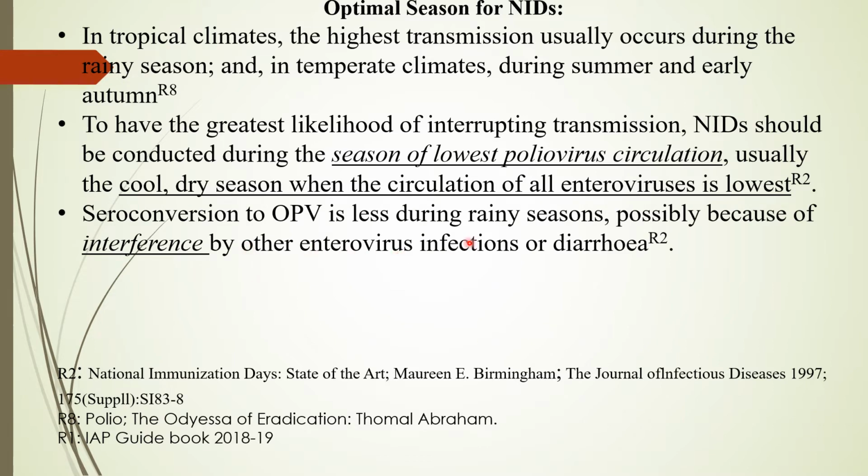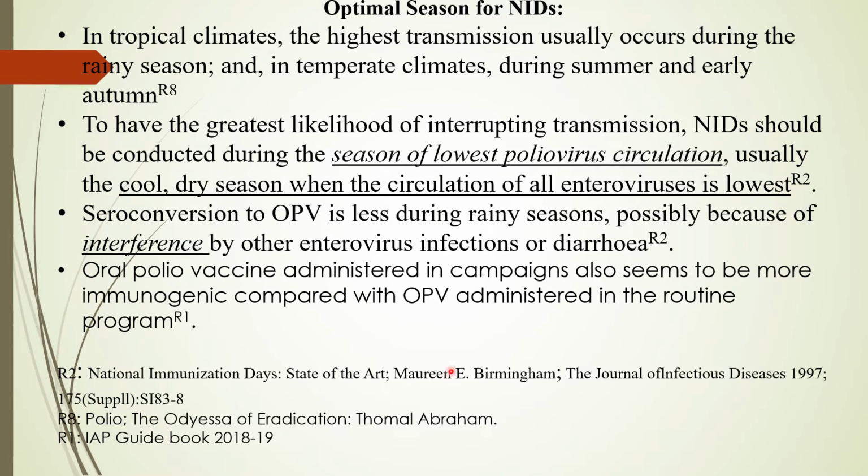Seroconversion to OPV is less during rainy seasons, possibly because of the interference by other enterovirus infections or diarrhea. Therefore, when you give OPV, we don't want its multiplication to be interfered with by other enterovirus. That's the reason we give it not in rainy season, but in tropical countries in dry climate.